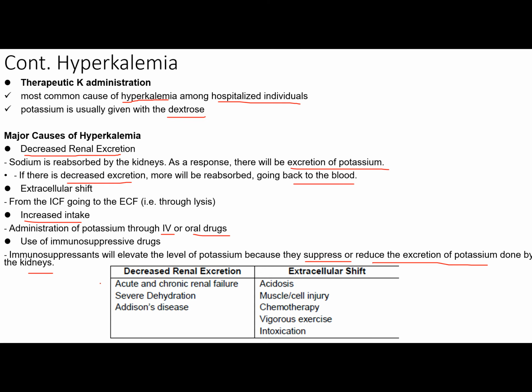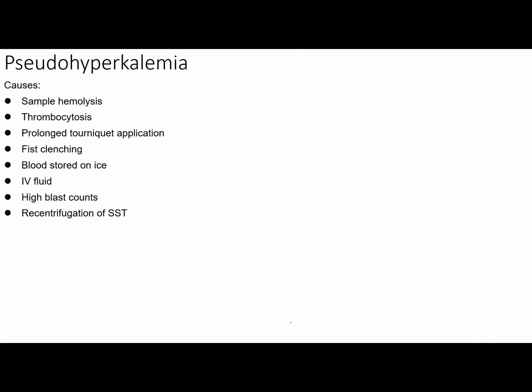Under decreased renal excretion, we have acute and chronic renal failure, severe dehydration, and Addison's disease. Then for the extracellular shift, we have acidosis, muscle cell injury, chemotherapy, vigorous exercise, and intoxication. So as mentioned, class, in extracellular shift, potassium moves from inside the cell out to the ECF or plasma. So these are the conditions: acidosis, muscle cell injury, chemotherapy, vigorous exercise, and intoxication.